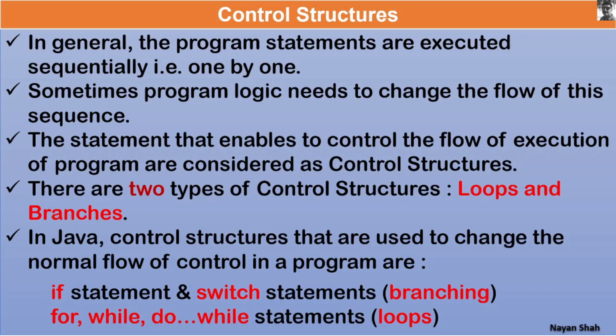There are two types of control structures, loops and branches. In Java, the control structures used to change the normal flow of control in a program are the if statement and the switch statement, which are both known as branching. The for statement, while statement, and do while statement are all three loops. So for branching, we have the if statement and switch statement, and for loops, we have the for, while, and do while statements. Let us see all these five statements one by one.